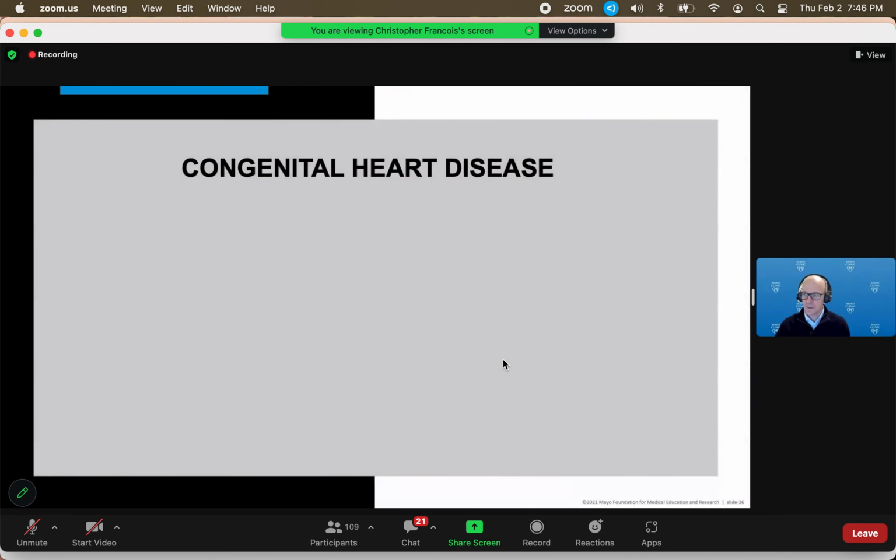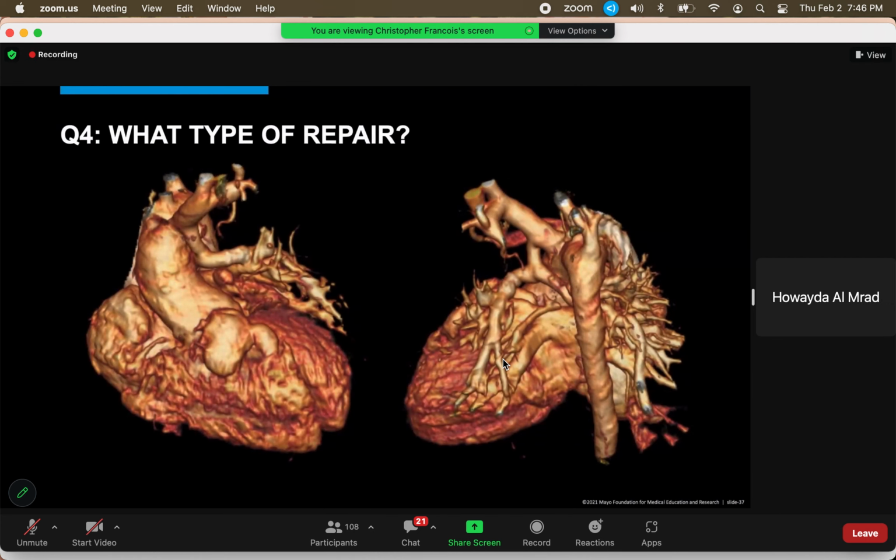Right. Okay, now we're going to change topics a little bit. I have some congenital heart disease cases now. So who's up next? We've got Hawaii. Okay. Hello. Hi. So we have two 3D volume rendered images of the heart. And we need to know what type of surgery has been done for this patient. Correct.